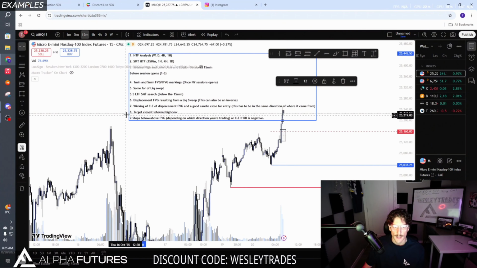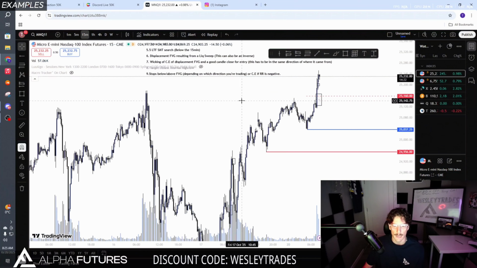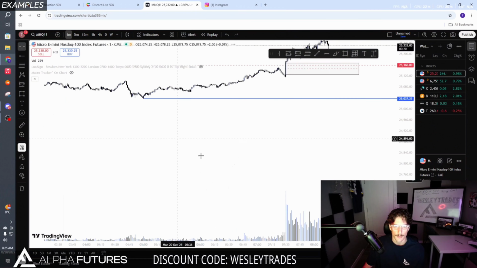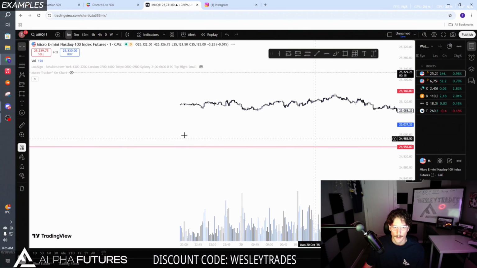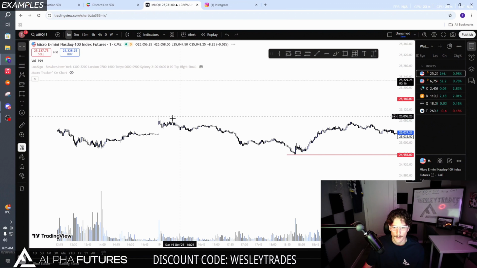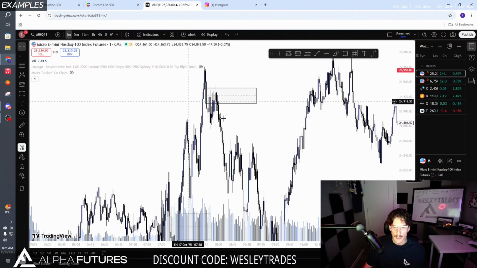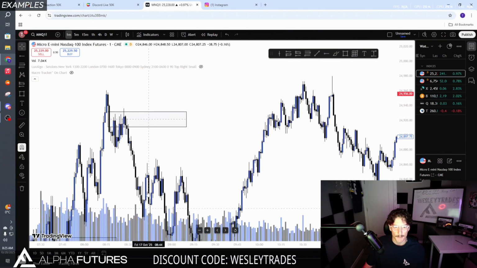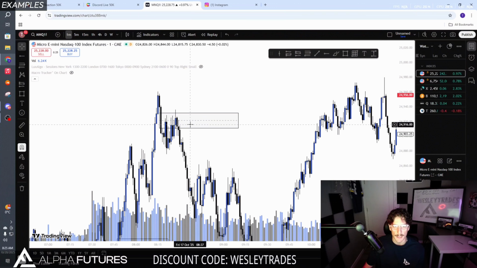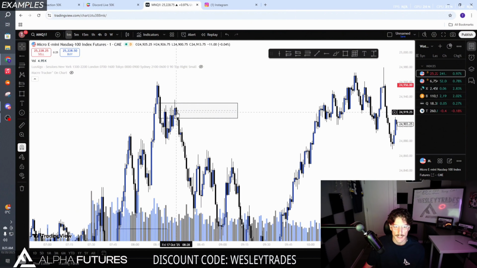We went over that. Number 7, wicking of CE of displacement fair value gap and a good candle close for entry. This has to be in the same direction where it came from. So we go back here. We see our good sweep. We see an imbalance made after the sweep, indicating that some form of sell orders were filled up here. We come back to CE.